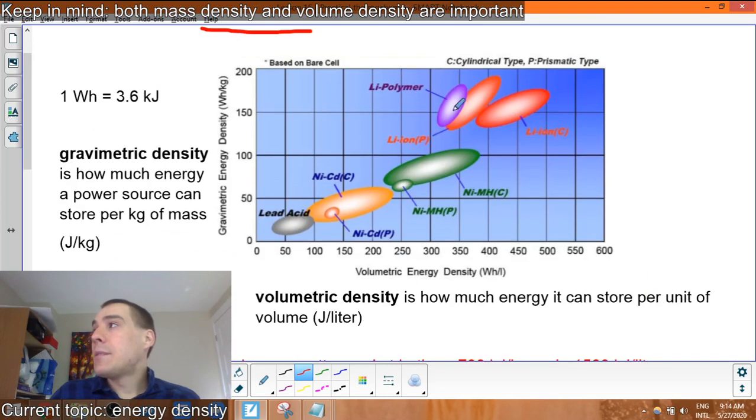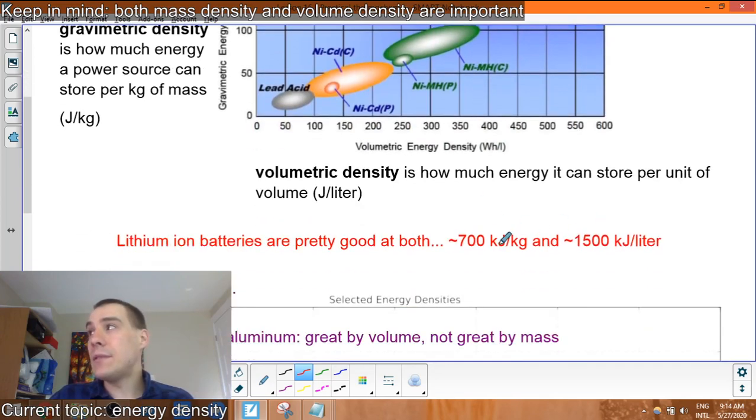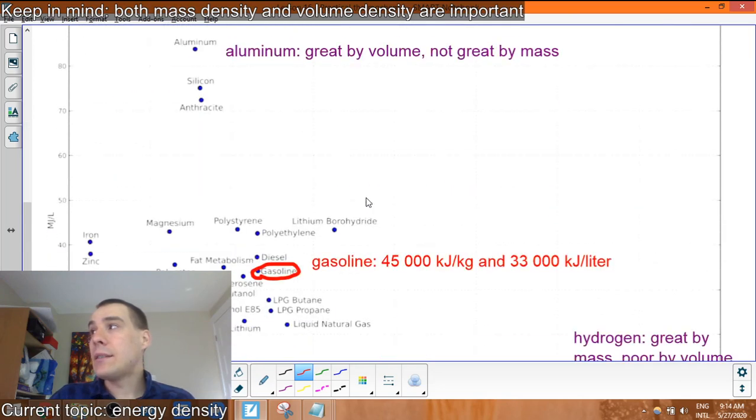Lithium ion is pretty good at both, right? They're the best kind of electrical battery we've got right now. That's what's in my phone. You know, it's low weight and low volume for the same amount of energy. So that's why it's in my phone and it's in all kinds of things. But let's compare that to fossil fuels.